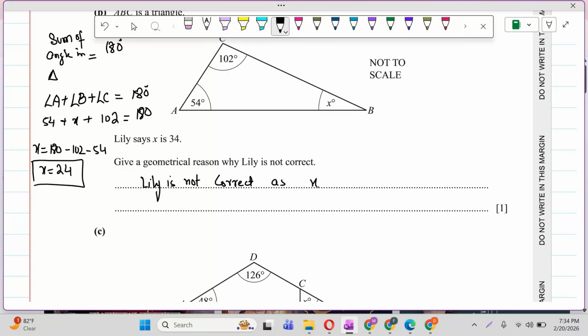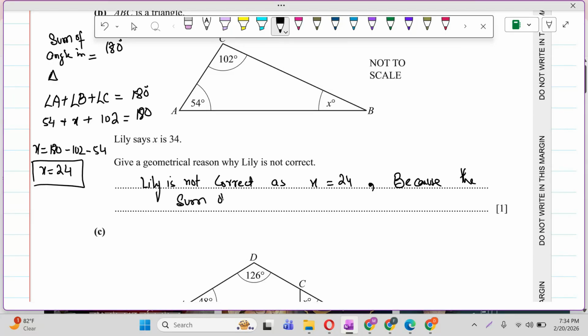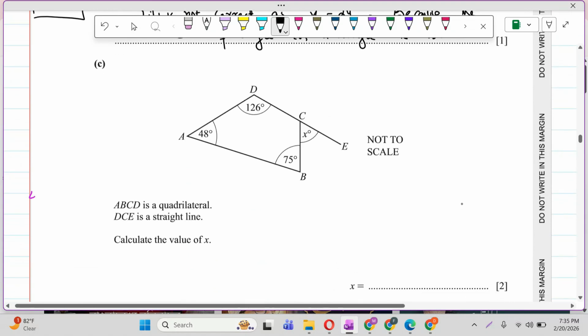As x is equal to 24, because the sum of angles in a triangle is 180.